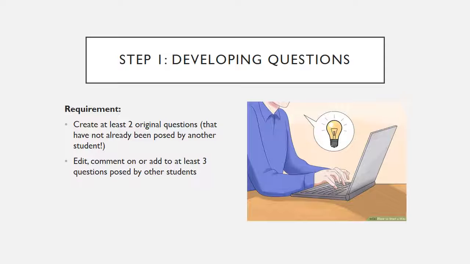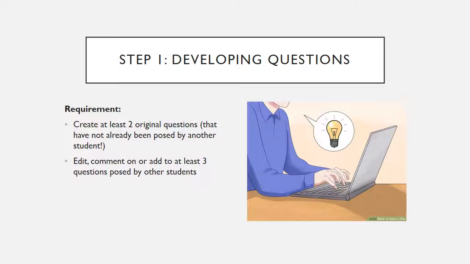So the requirement in this first step of developing questions is that you need to submit at least 2 original questions to the wiki, and the requirement is that they haven't already been posted by another student, right? We're looking for original thought. Like most things in this class, like the discussion board, that means if you have questions you really want to ask and you're afraid another student might ask it, you should probably post early because you want to make sure you're not duplicating the thoughts of another student. If not, you're going to have to do more work to think of new questions.